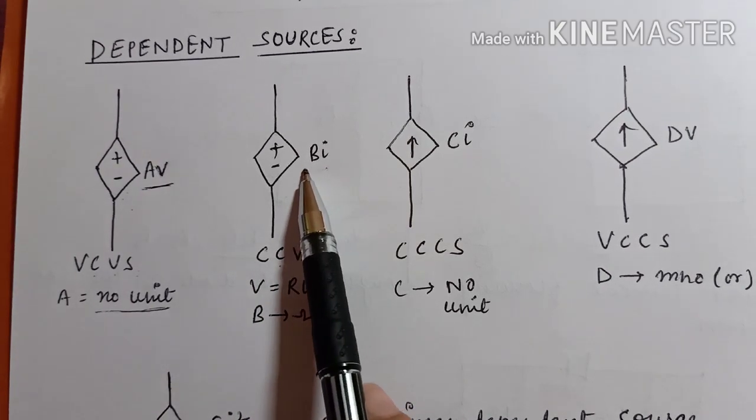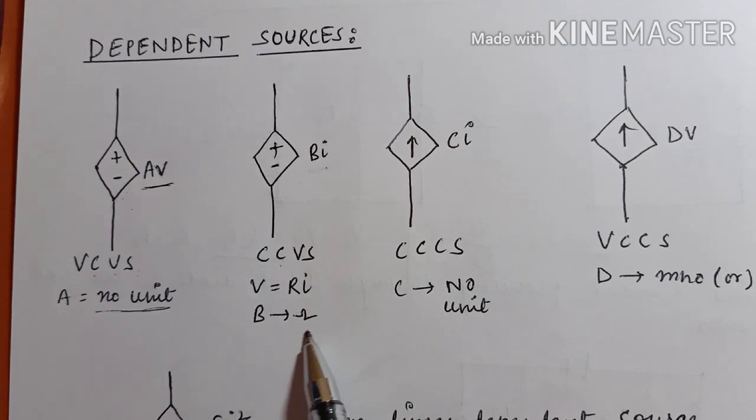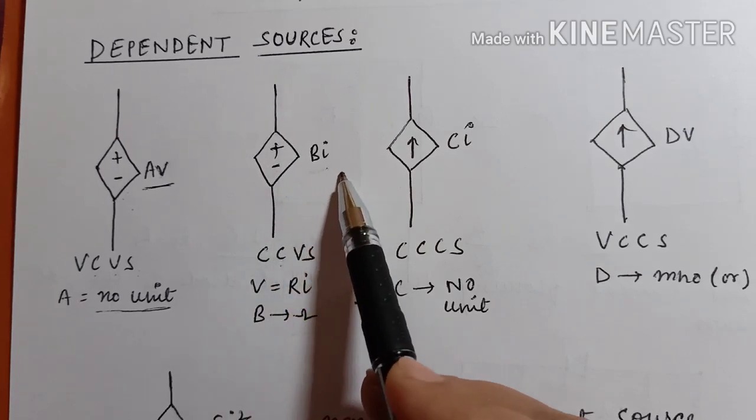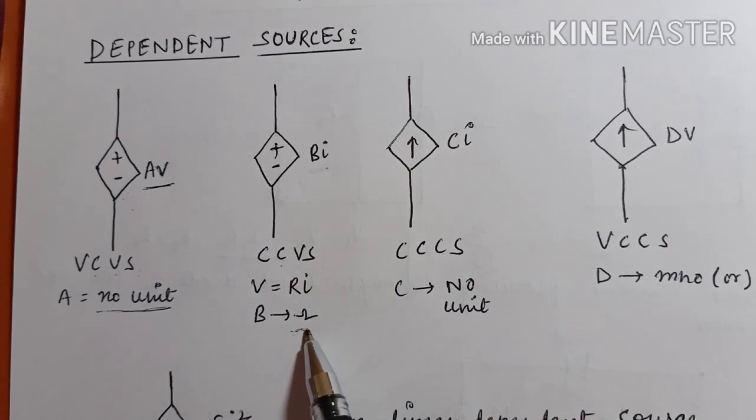Then what will be the value of B? B is your ohm. Clear? Because V equal to IR. This is a voltage, so V equal to BI, so B is an ohm value.